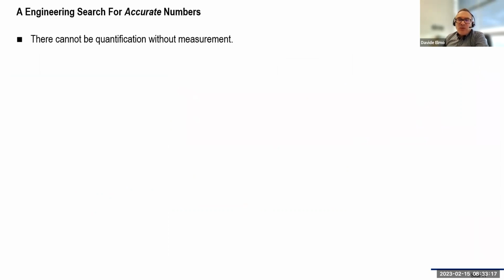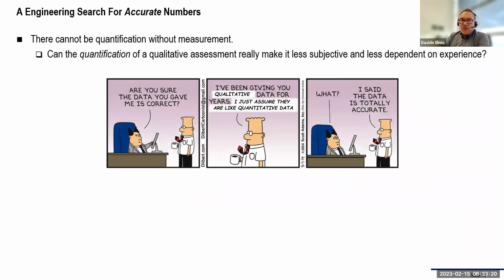So there cannot be quantification without measurements. And therefore, can the quantification of qualitative assessment really make it less subjective and less dependent on experience? I'm trying to make a joke here with this cartoon, but we've been dealing with this qualitative assessment all the time. Because they look like numbers, they are numbers, but numbers assigned to a quality, we confuse them for quantitative measurements. And then we think we can actually be correct and accurate.